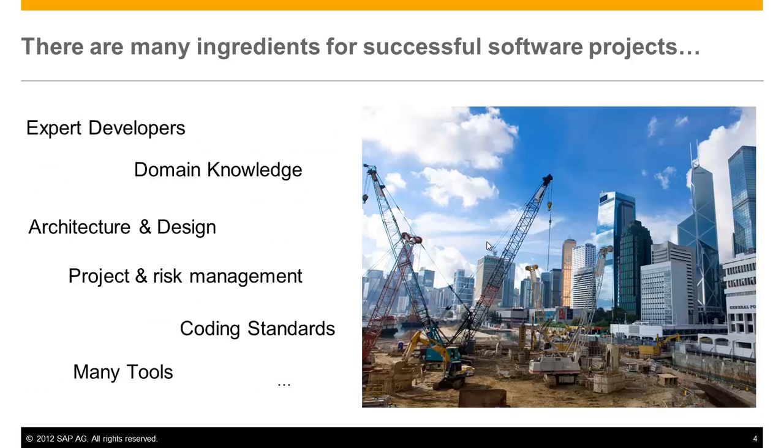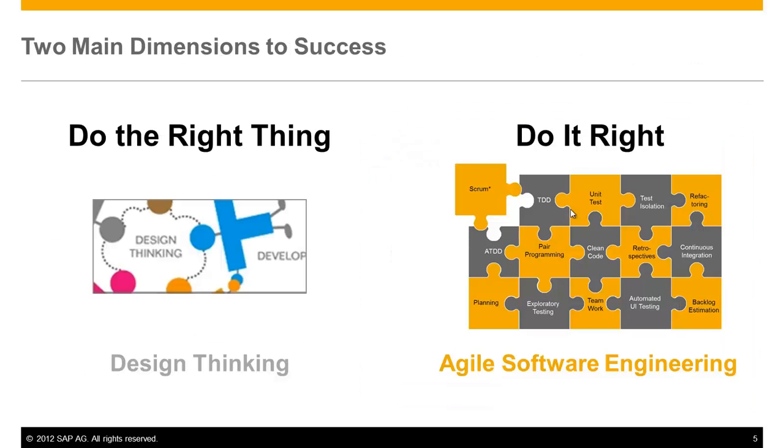We all know there are many ingredients for successful software projects. The first, of course, is expert developers and domain knowledge and all these other things. But there are two main dimensions of success. One is to do the right thing, and that has to do with requirements engineering. And this is where design thinking falls into place. And on the other side is doing it right, where it's about building it right, the software quality, internal software quality, and so forth. And that's where Agile Software Engineering plays.